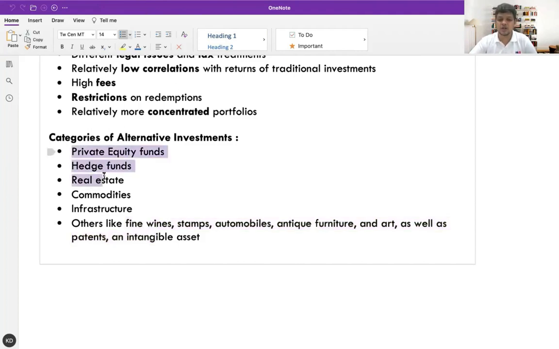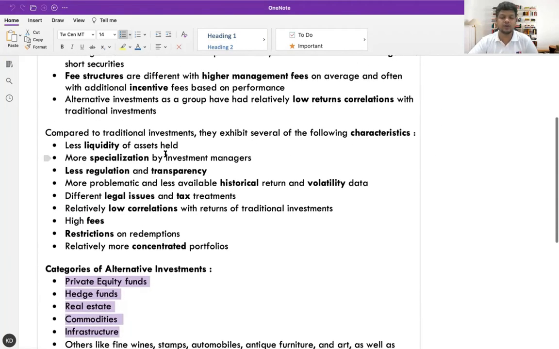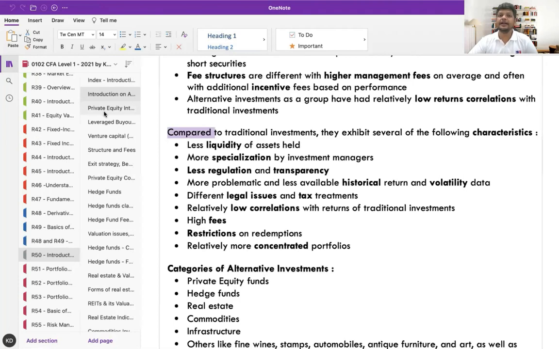These are the types of alternative investment that we are going to focus on. Majorly, we are going to focus on the first five types that you see here: private equity, hedge funds, real estate, commodities, and infra. Absolutely clear, everyone? What is alternative investments and why are they called alternative? Yes. Correct? Yes. Now let's get deeper into every part.